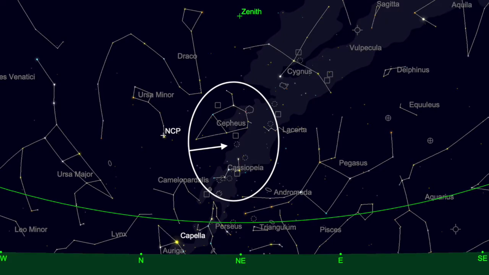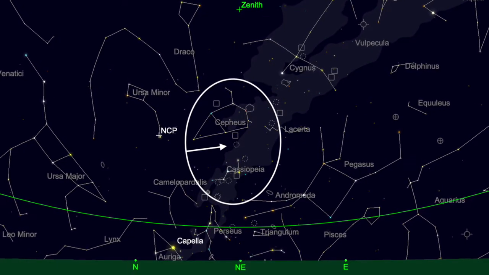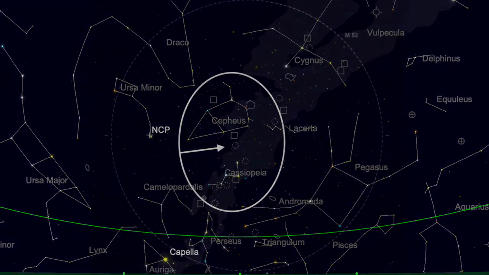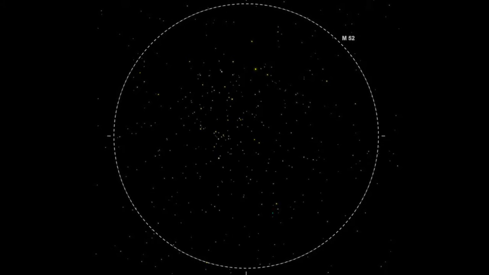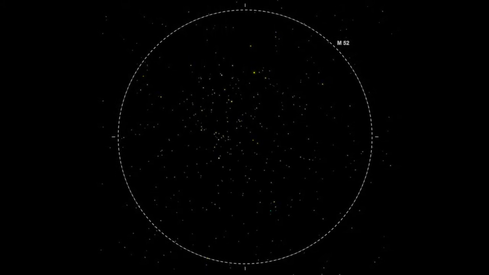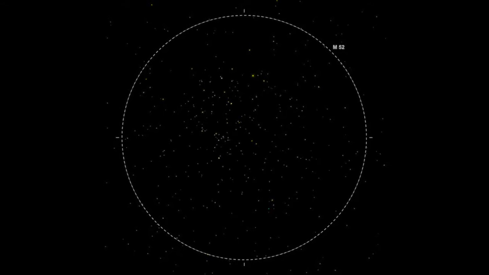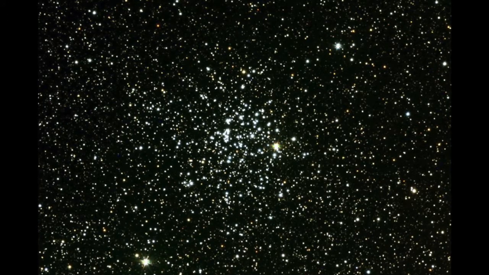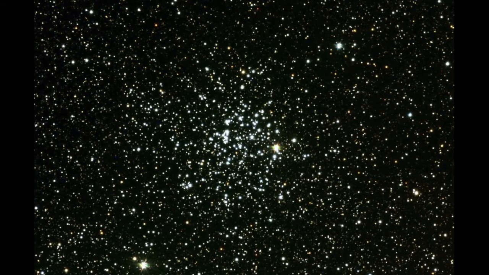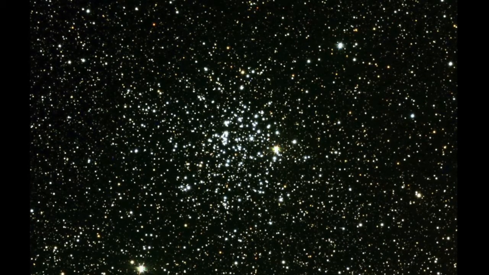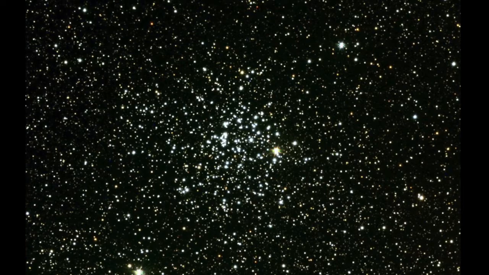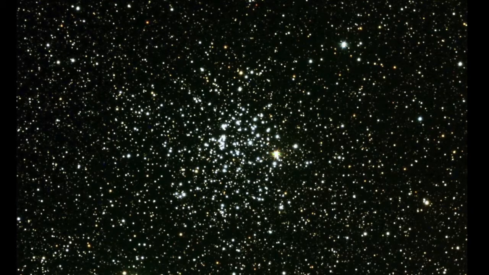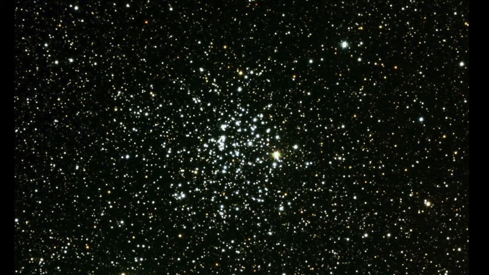Looking directly above Cassiopeia and below Cepheus, we can find the open cluster called M52 or Messier 52. A closer look at M52 reveals it is made up of approximately 200 stars. These stars are gravitationally attracted to each other and traveling together through our galaxy from their original stellar birthplace. This open cluster is about 15 light years in diameter and approximately 5,000 light years from us.